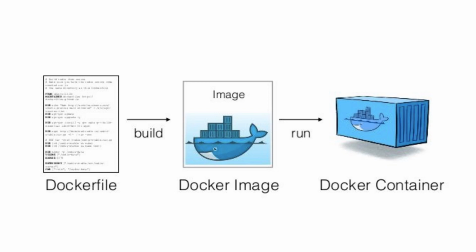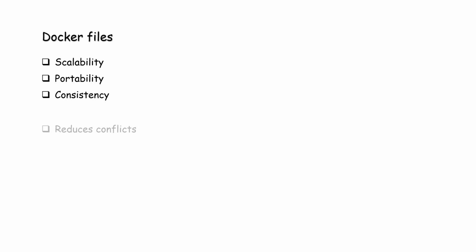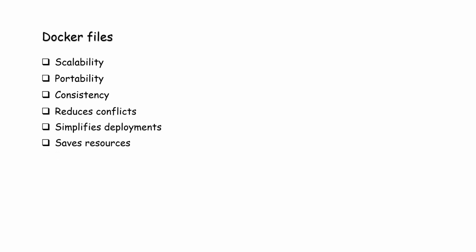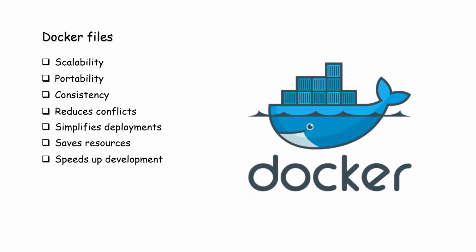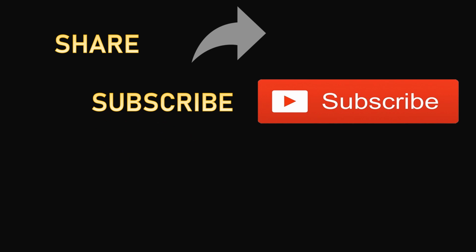Now let's sum it up. So Docker offers scalability, portability, and consistency. It reduces conflicts and simplifies the deployment process. Plus, it saves resources and speeds up development. Those are some of the compelling reasons to start using Docker. And there you have it, an introduction to Docker and its fundamental concepts. So Docker is a powerful tool that simplifies application deployment. It enhances portability, and it has a lot more advantages.